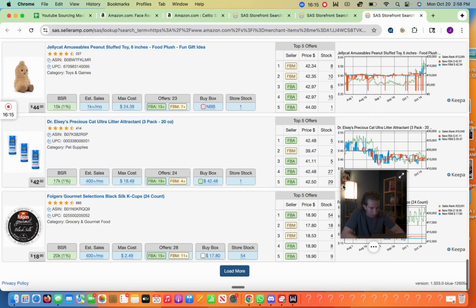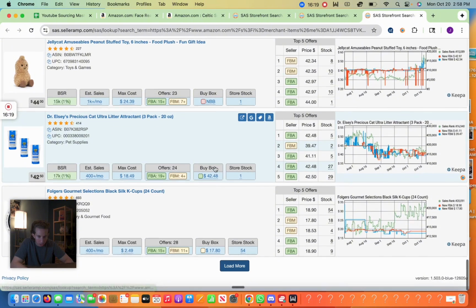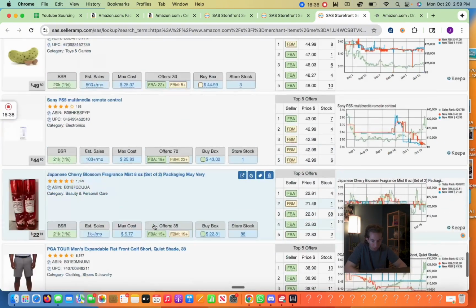All right, we got cat litter, ultra cat litter. Interesting. A 3-pack of 20 ounces, which is like 4.5 pounds. Those are good opportunities. 24 sellers, 400 sales per month, and the buy box is $42.48, and the price here looks decently consistent. I think we have a winner. We'll go and check that one out in a little bit. That one looks like a good sign.